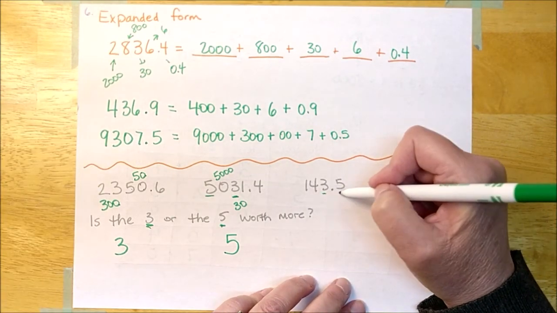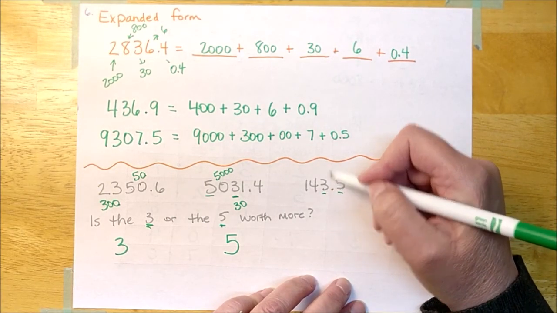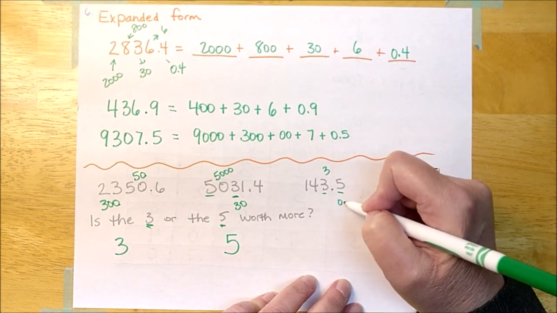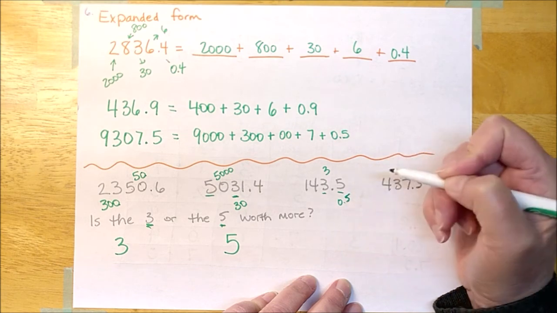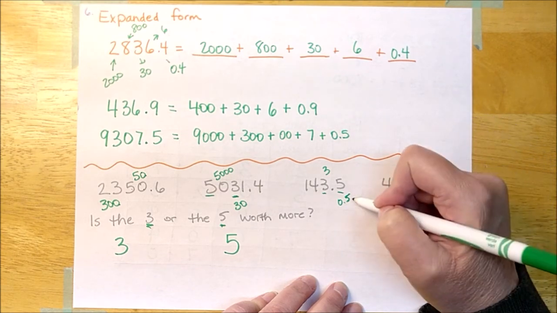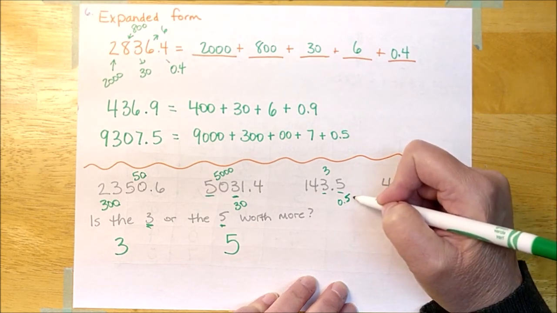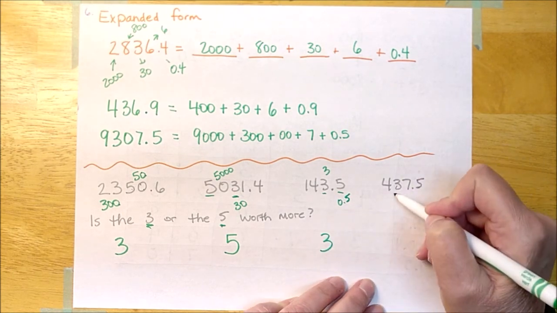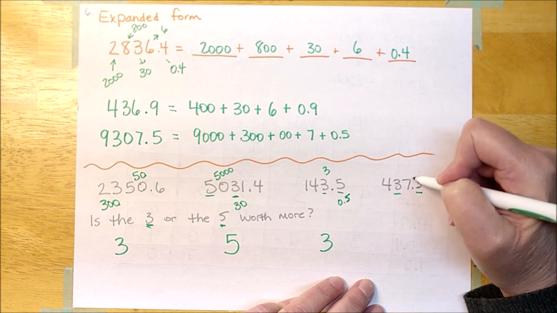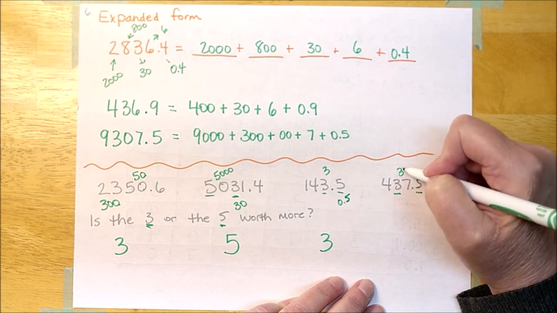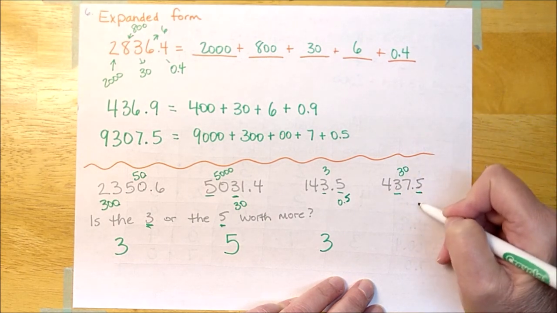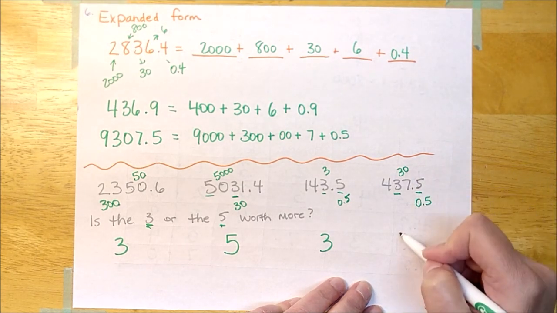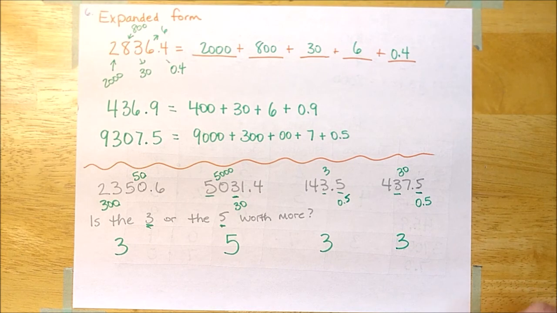Here's my 3, here's my 5. My 3 is in the ones place, so he's worth 3. My 5 is in the tenths place, so he's worth less than a whole number. He's only worth 5 parts of a chocolate bar. So there, my 3 is worth more. Here's my 3 and here's my 5. He's in the tens place, so he's worth 30. My 5 is in my tenths place, so he's worth part of a chocolate bar, not even a whole chocolate bar, so my 3 is worth more.